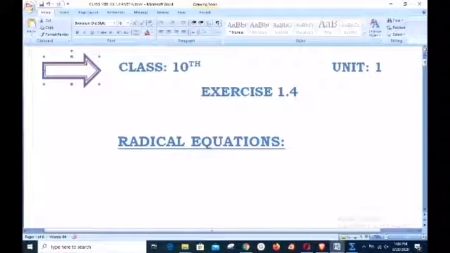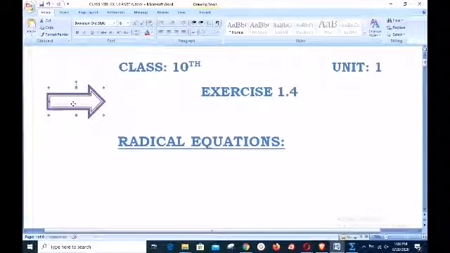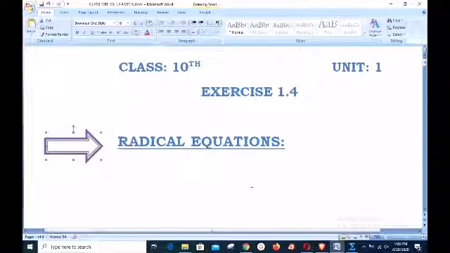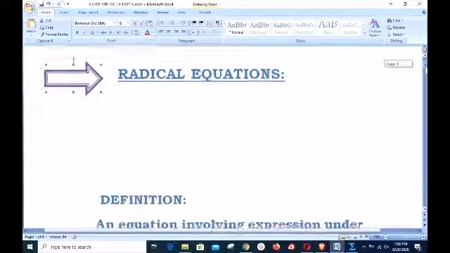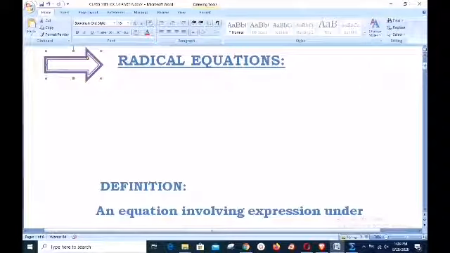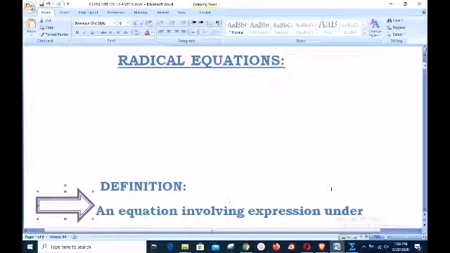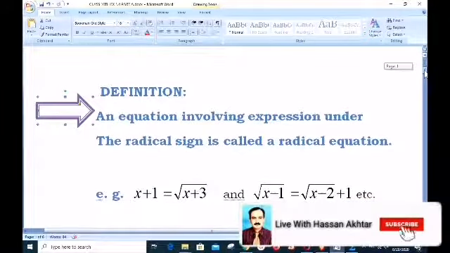Our today's lesson is related to class 10th, unit number 1, exercise 1.4. The topic is radical equations. Viewers, first we will define radical equations and then we will solve the question on this topic. Definition says an equation involving expression under the radical sign is called a radical equation.